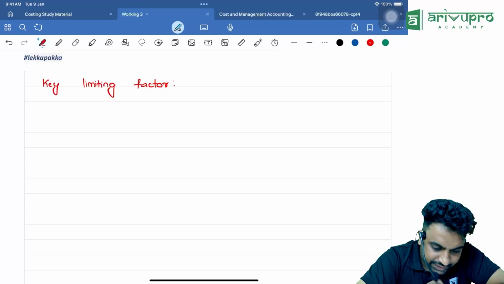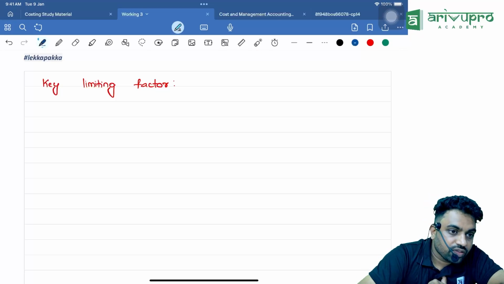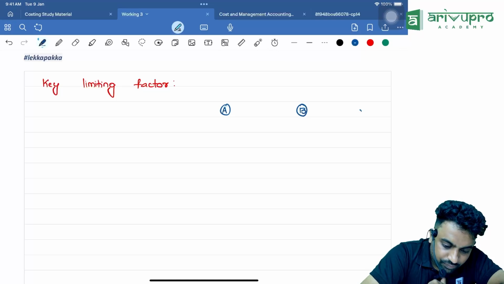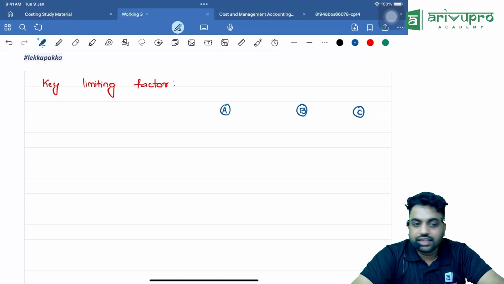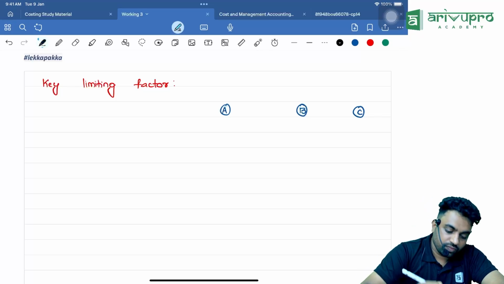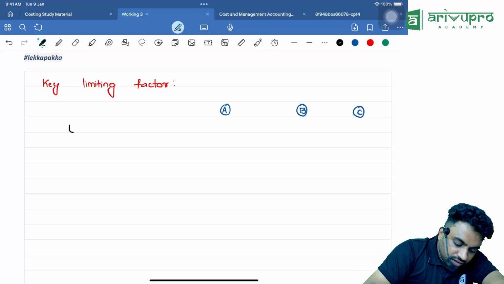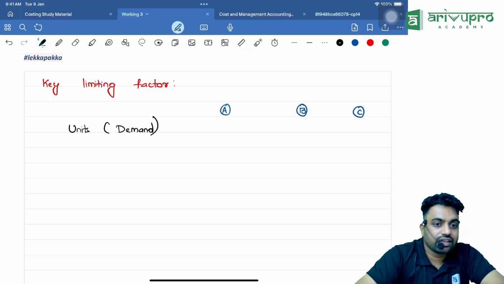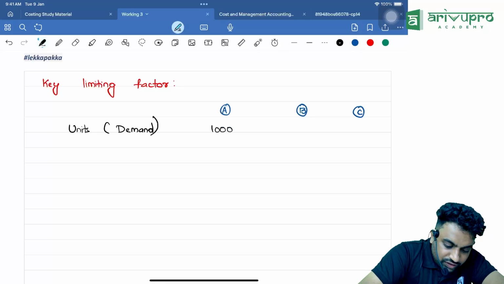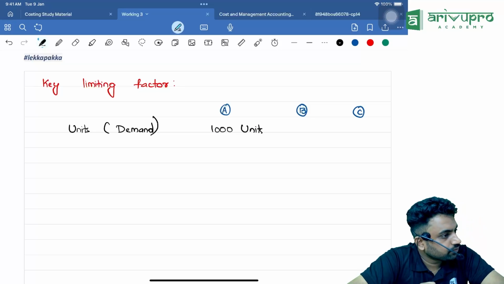For example, guys, let's say A is there, B is there, C is there. A, B and C. Now, for product A, there are 1000 units demand. Product A, 1000 units demand.